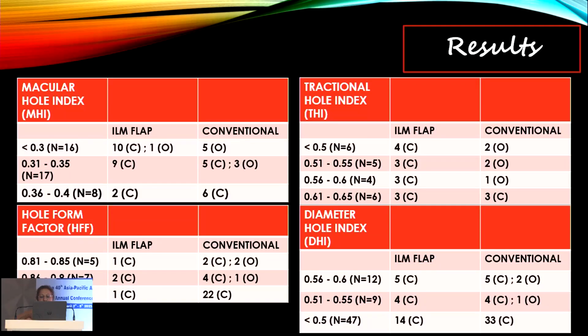And in tractional hole index, we observed that if the value is less than 0.6, and if we do a conventional procedure in them, there was type 2 closure of macular hole. And no relevant association was seen with hole form factor and diameter hole index. And whether we do the ILM flap or conventional procedure, the hole will remain closed post-operatively.